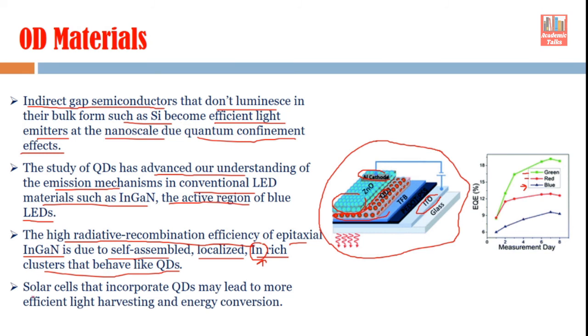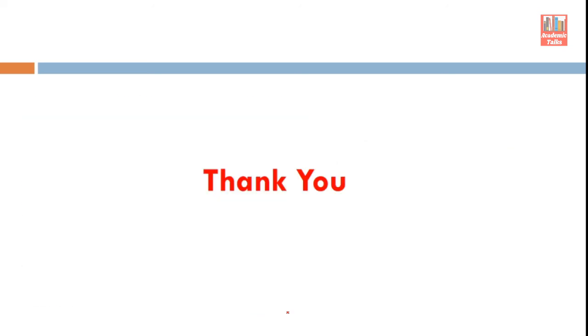Not only in LEDs and other optical devices, even for solar cells. So, if solar cells incorporate quantum dots, they may lead to more efficient light harvesting and energy conversion. So, you have seen that the use of zero dimensional materials, or you can say the quantum dots, can give you much better efficiency in LEDs, in solar cells, and in other optical devices.